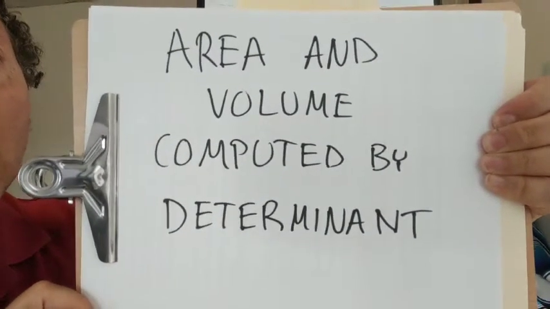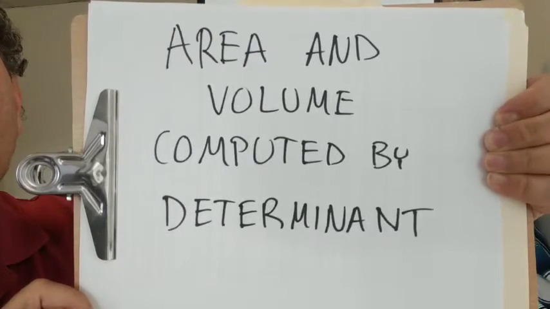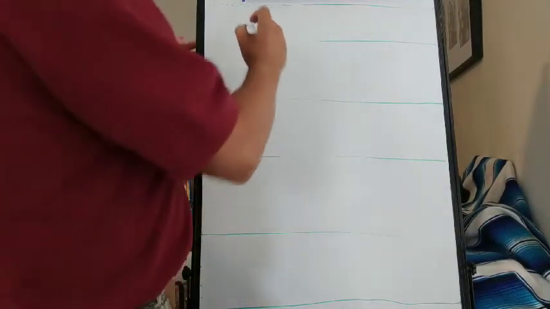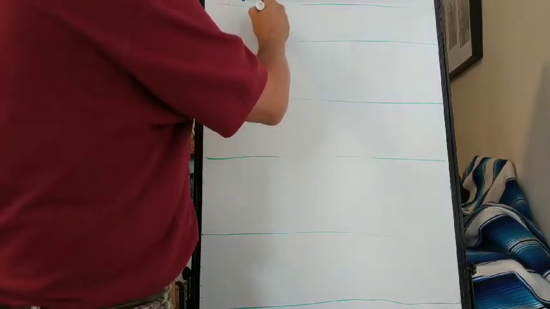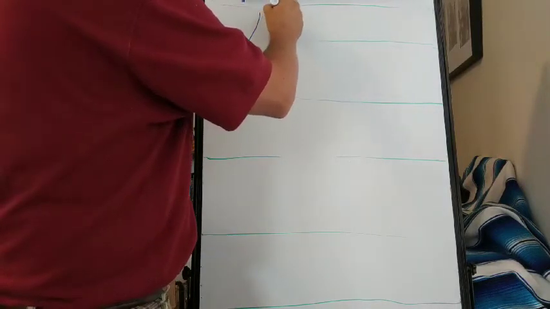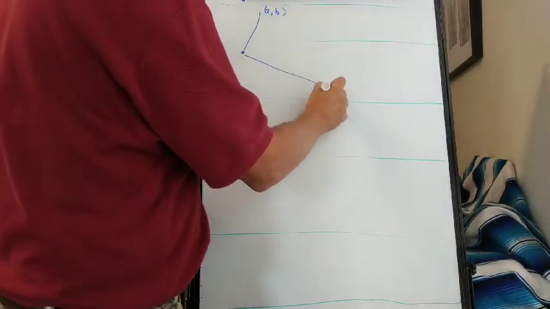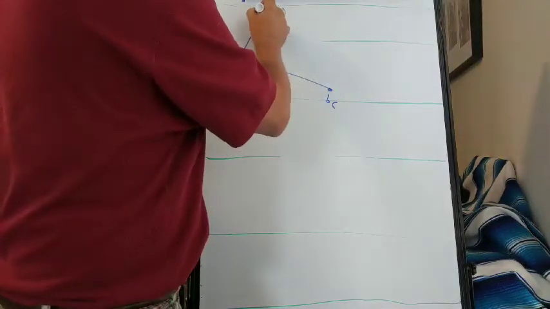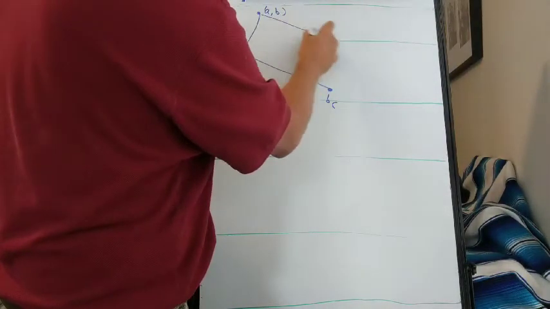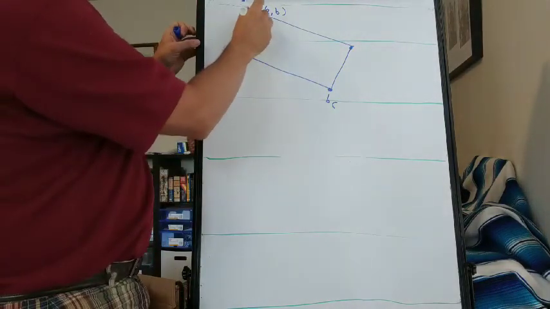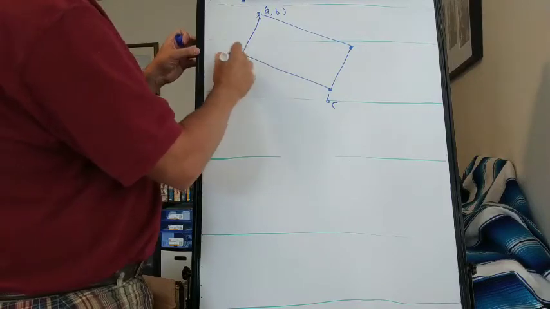The 2 by 2 and 3 by 3 determinants can be interpreted as being an area and a volume. In particular, let's say we have a parallelogram determined by vectors AB and BC, and this is the origin.